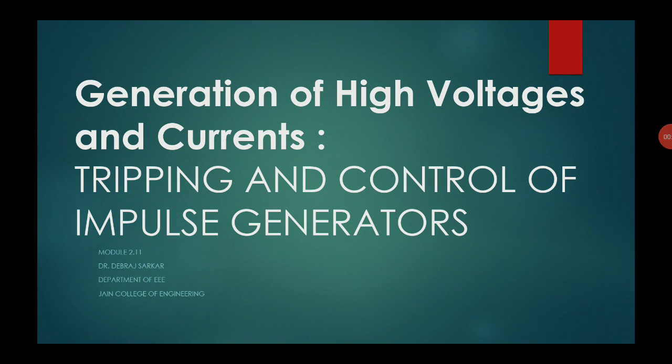We're talking about a topic, generation of high voltages and currents. In this, we'll be talking about tripping and control of impulse generator. We have seen how the impulse generator is created. Now we need to look at how this impulse generator voltage is controlled.